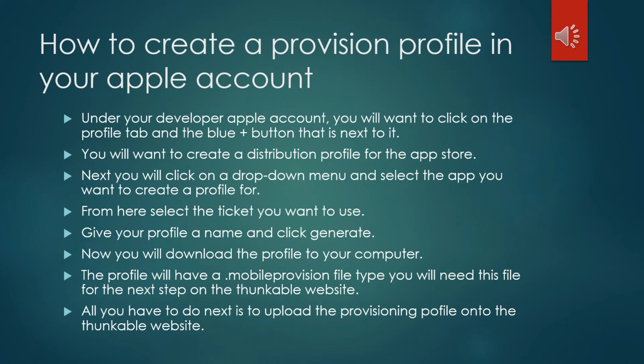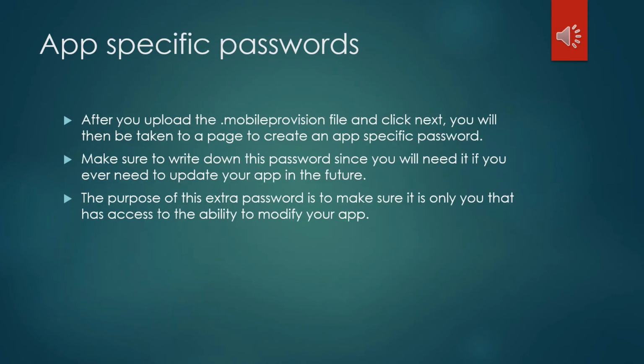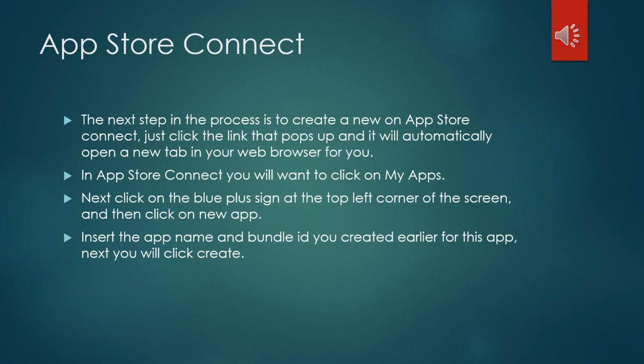All you have to do next is upload the provisioning profile onto the Thunkable website. After you upload the .mobileprovision file and click Next, you will then be taken to a page to create an app-specific password. Make sure to write down this password since you will need it if you ever need to update your app in the future. The purpose of this extra password is to make sure that it's only you that has access to the ability to modify your app. The next step in the process is to create a new app on App Store Connect.